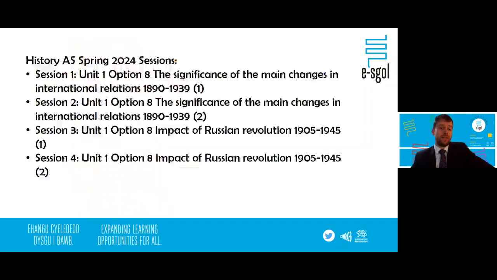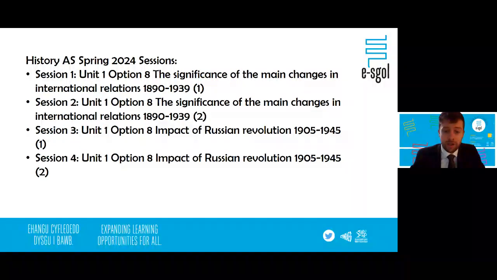And you will have seen that across the last 4 sessions online, we've had 2 sessions that focus on the significance in changes in international relations from 1890 to 1939, and then 2 sessions on the impact of the Russian Revolution as well, 1905 to 1945. I went through the first 2 sessions and Mr. Dagton did the second 2 sessions.